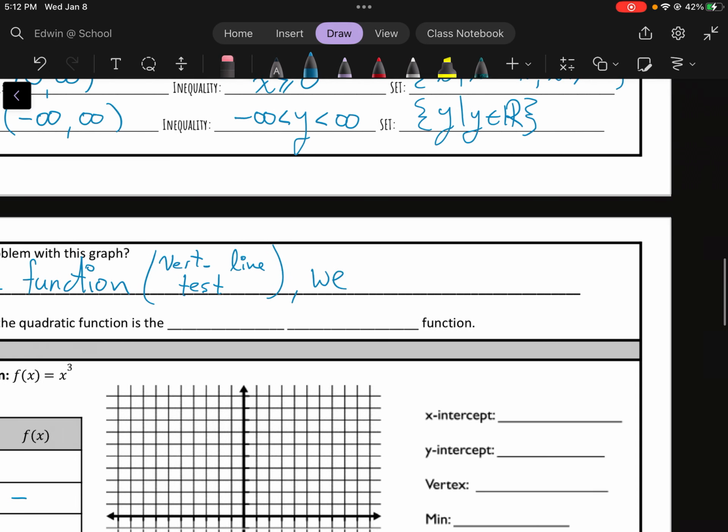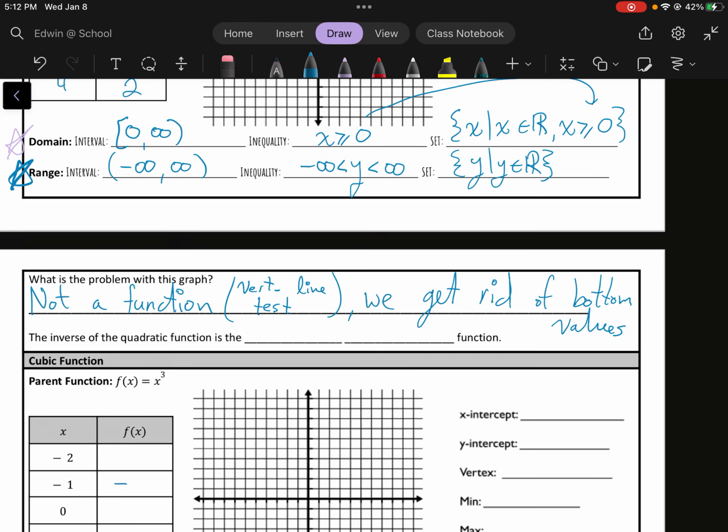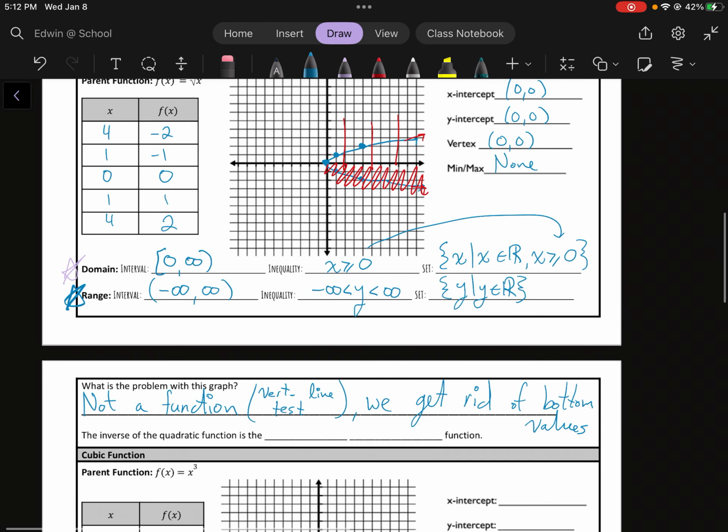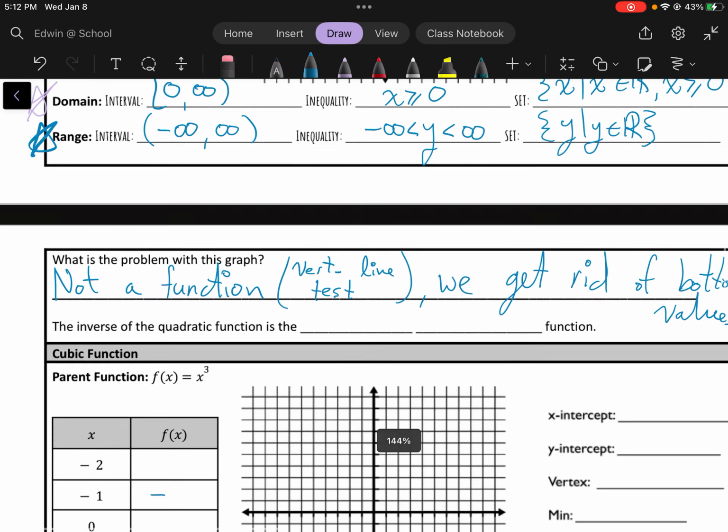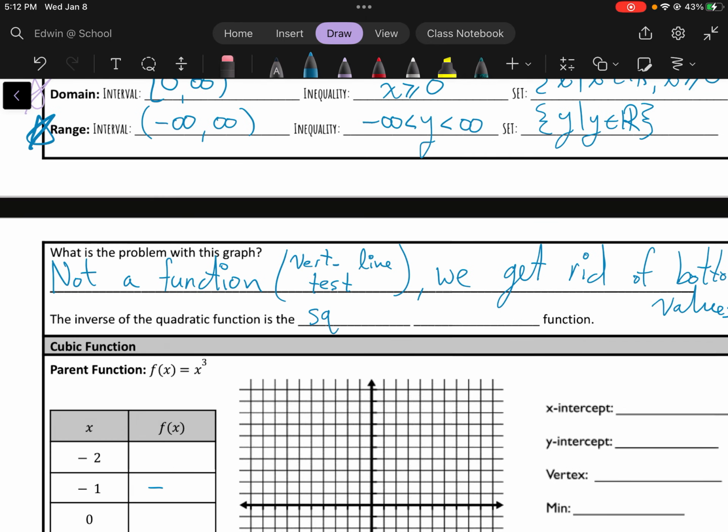We ignore the bottom. We get rid of the bottom. I'm going to say get rid of bottom values. And that's so that we have the definition of a function followed. If we were to say that it was an inverse function, that means we are not being consistent with the definition. We have to. And after this adjustment, we say that it officially is the inverse of the quadratic. The square root is the inverse of the quadratic function.